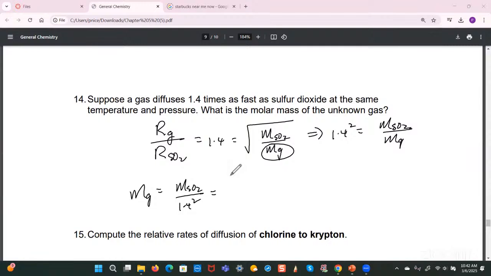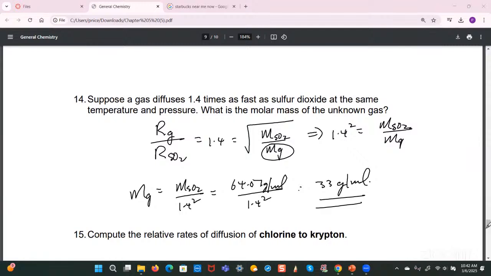The molar mass of the SO2. So now we have to add this up. Sulfur is 32.07 plus 2 oxygens, so that's 32. So this gives you 64.07 grams per mole, divided by 1.4 squared. So according to my calculations, this would be equal to 33 grams per mole. And that's it.